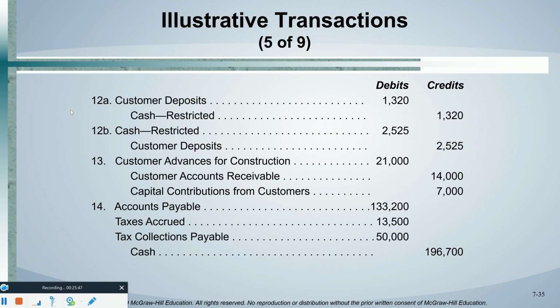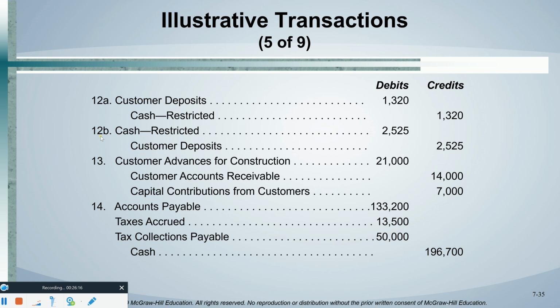Okay, this is the one I was trying to talk about, Journal Entry 12A. This is the customers that have been good paying customers and they've moved on. Maybe they closed their accounts and they're just moving to another city, and so that customer deposit is going to be given back to them. So the water utility will reduce the liability with a debit, and we will credit the restricted cash.